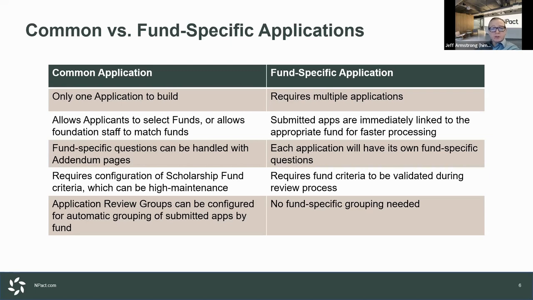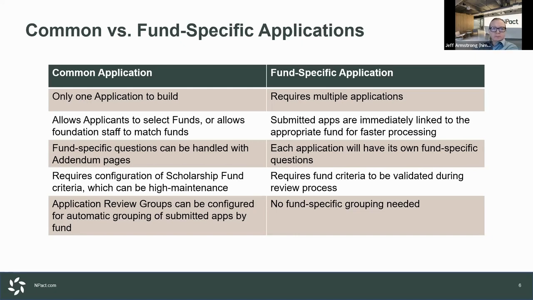For fund-specific applications, that criteria gets validated during the review process, right? You take a look at an application and say, okay, is this a female applicant? And is she going to be an engineering major or whatever? You'll have to do that as part of the processing of that particular fund.